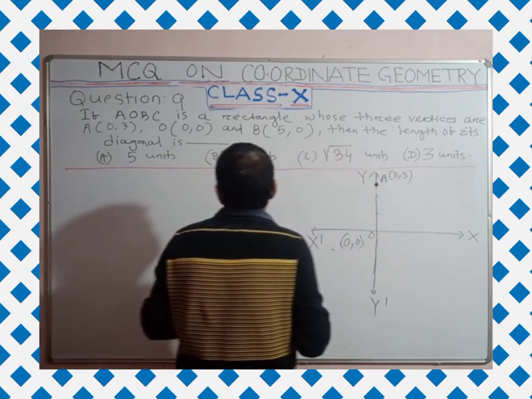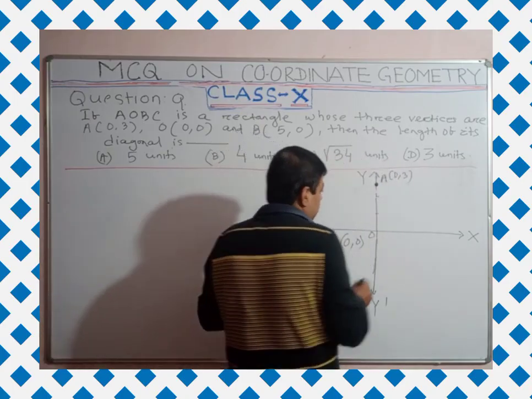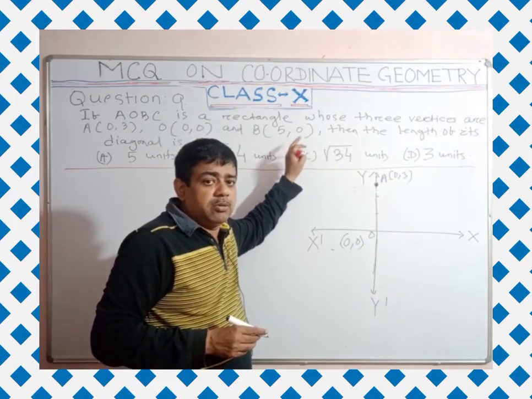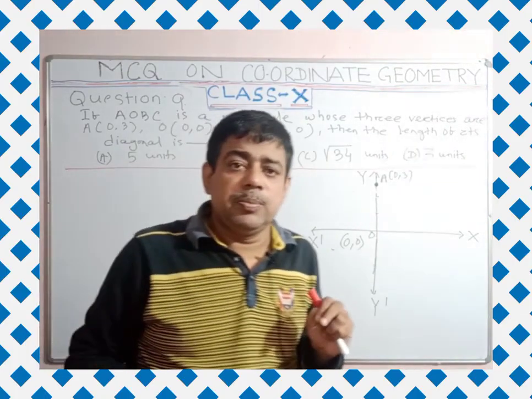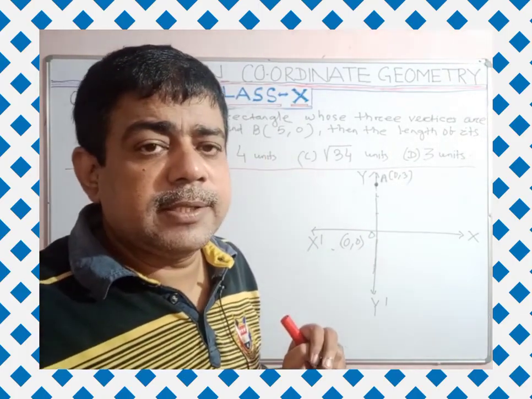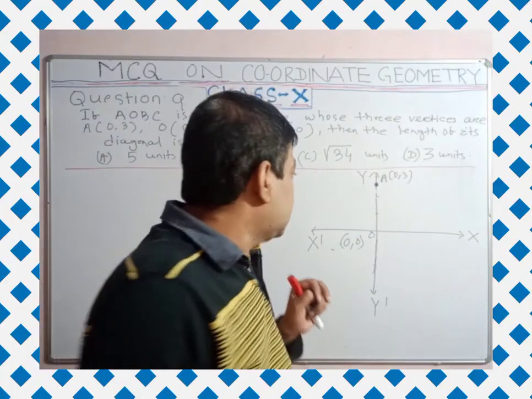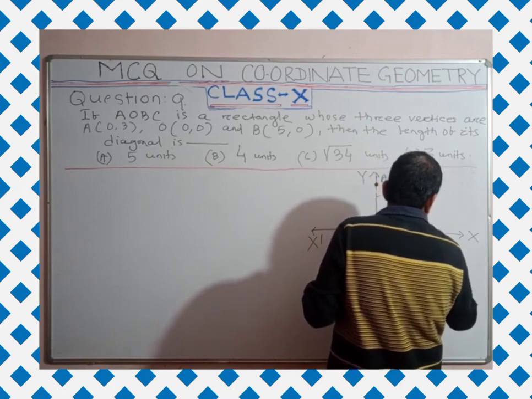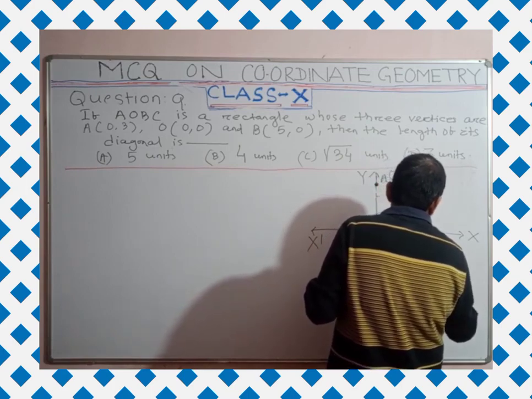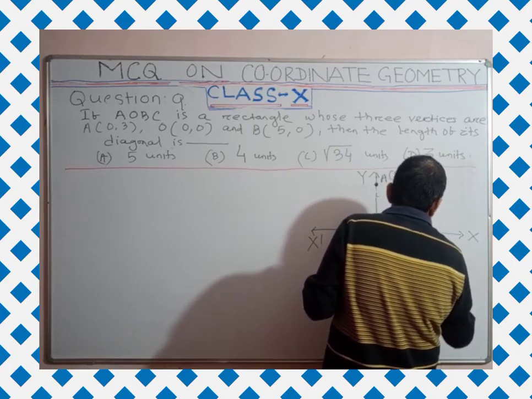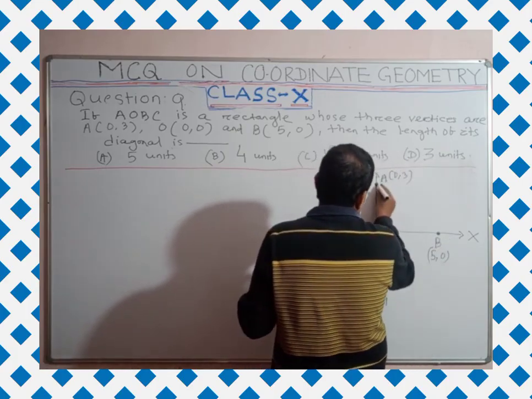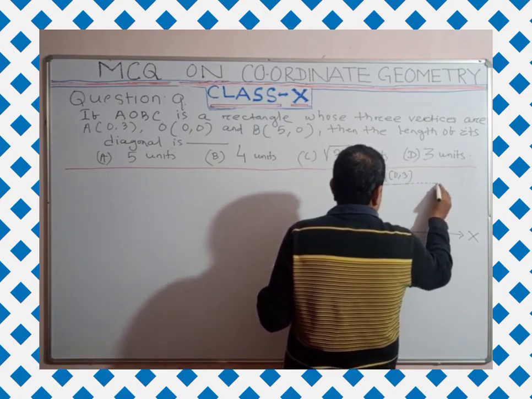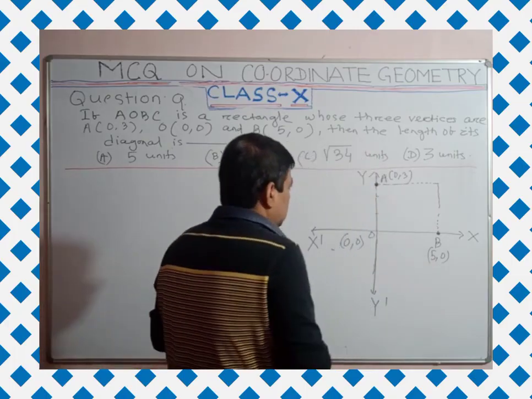Then you see the coordinate of B is (5, 0). Here the y coordinate is 0, so the point B will lie on which axis? On the x axis. This point is (5, 0). This is the point B, and its coordinate is (5, 0). Now clearly understand, if you draw a rectangle here, can you get a rectangle here? Yes or no? Here you get a rectangle.